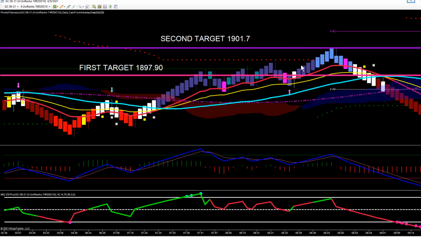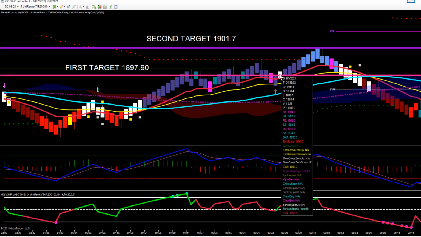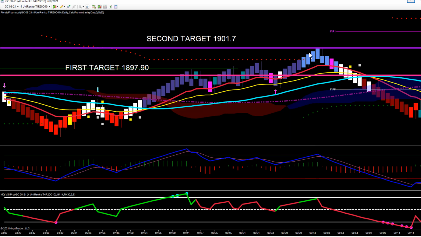And so we were able to lock in. Again, we triggered in at 1898.40, and we were able to lock in another $300 per contract on that move to the upside.